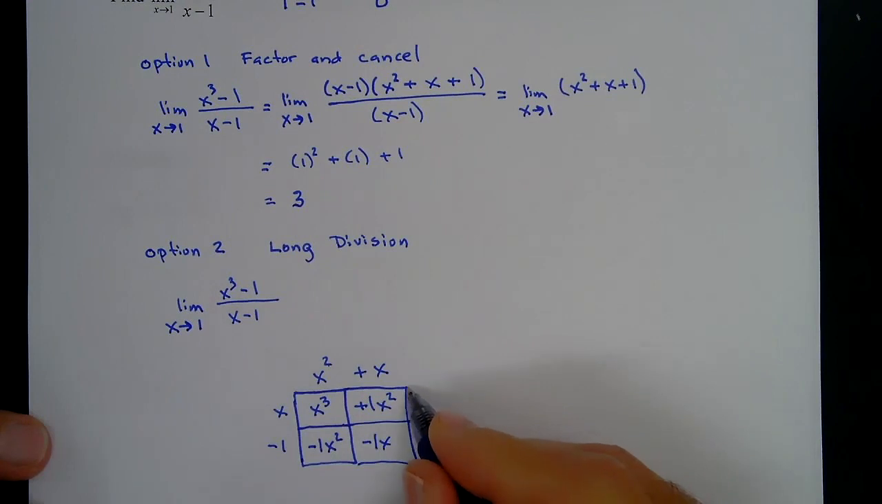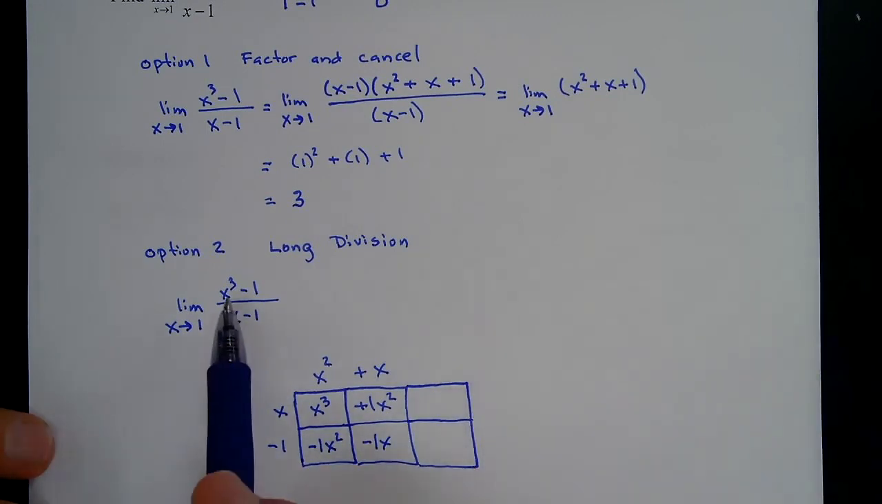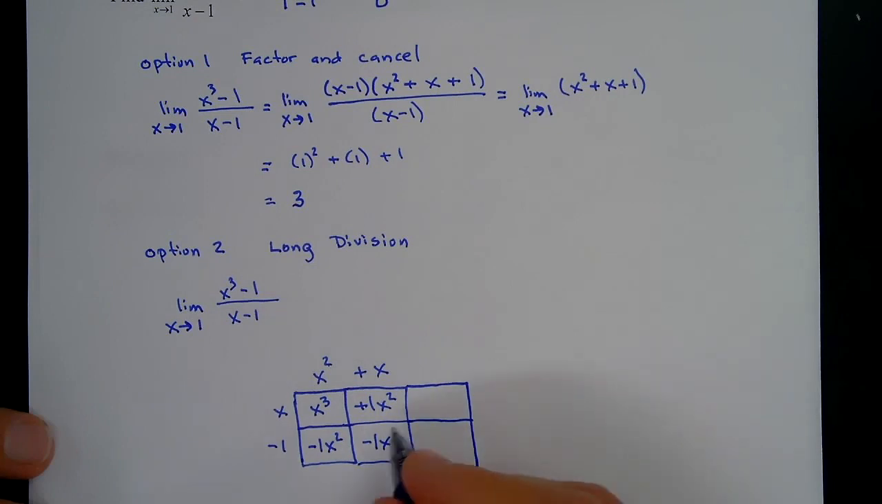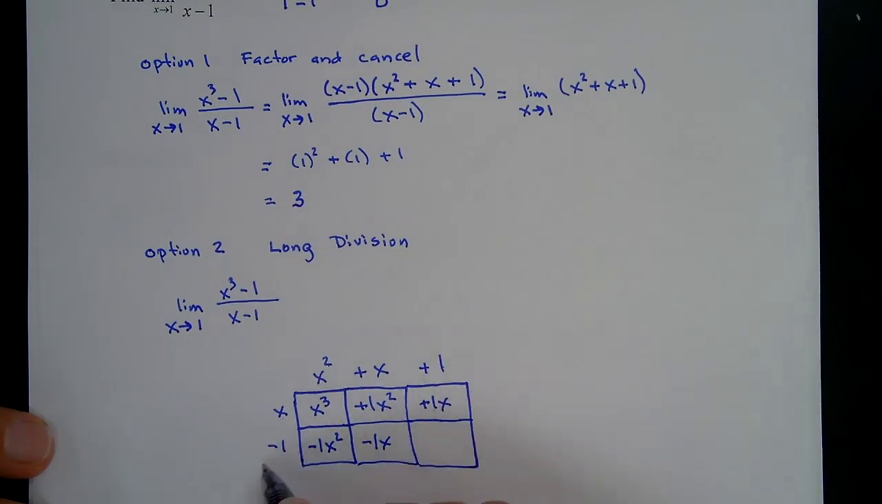And if you look, we don't have any x terms, right? So that means on this next column, this diagonal has to add up to be 0x because we don't have any x's. So if this is -1x, this would have to be +1x. And then x times what gives you 1x, and it'd be +1. And 1 times -1 is -1. And there's what the division answer is. It's this right here. It's x squared plus x plus 1.